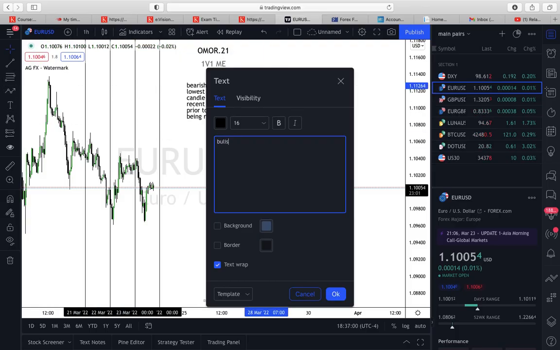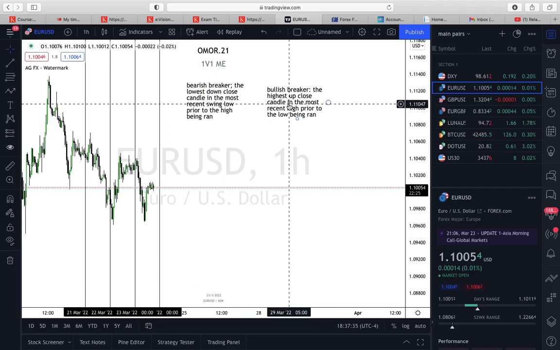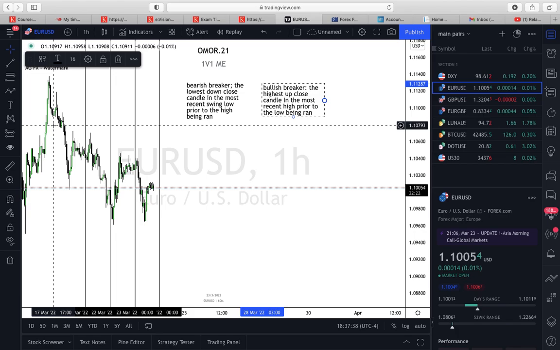Bullish break is just the opposite, of course. There's nothing different. It's just the inverse of it. This is the highest up close, my bad. The highest up close candle in the most recent high prior to the low being ran. This is the bullish breaker. So it's just the opposite.